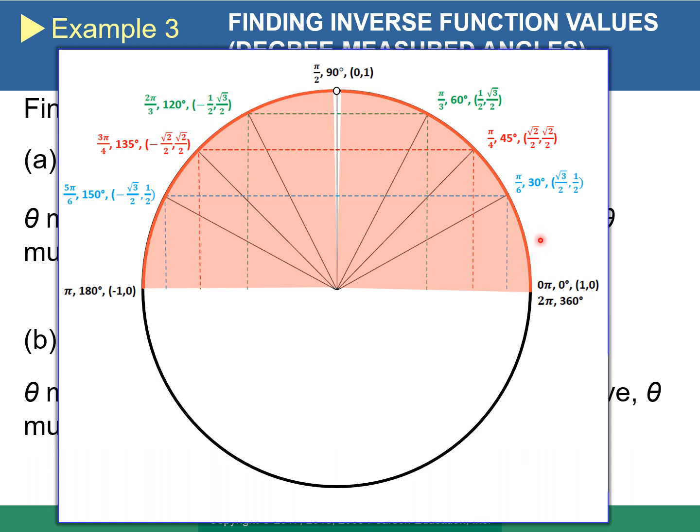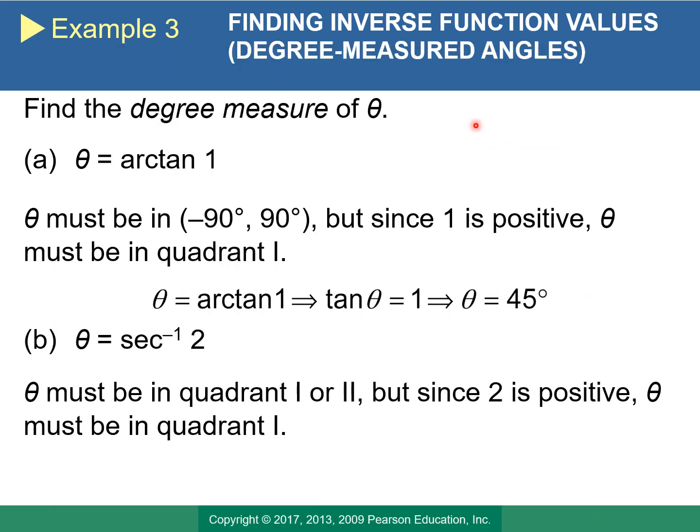And then think about secant, 1 over cosine, where we would get a value of 2. So hopefully you're looking right here. Here's our x value for cosine. So 1 over 1/2 would give us 2. And so secant theta equals 2 when theta is 60 degrees. So secant inverse of 2 is 60 degrees.